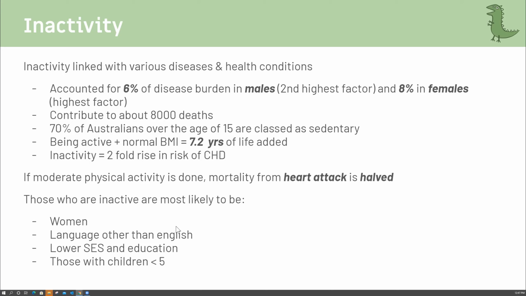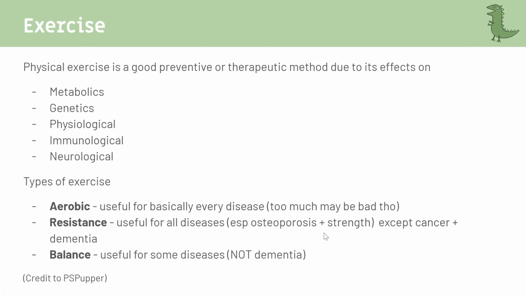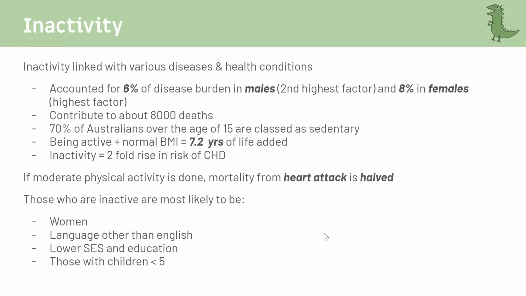And it also shows that being active and having a normal BMI or weight adds roughly 7.2 years of life. So obviously a huge amount more life you can live if you're just active and in the normal weight range. Also, inactivity increases a 2-fold rise of CHD. Yep. And also, if you do moderate physical activity, mortality from heart attack is halved. And also those who are more likely to be inactive are women, those with a language other than English, lower social, economic, and education status, and those with children under 5.